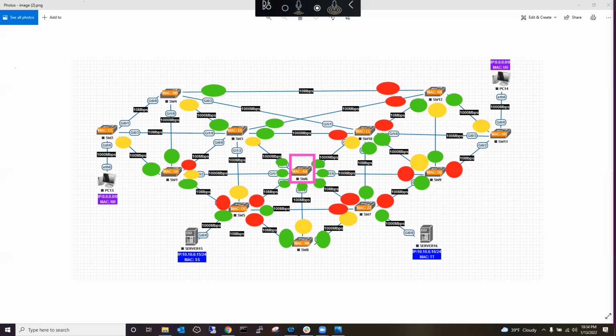All right, who's the root of this triangle? Switch 4. Perfect. It's the lowest because it's BB and the other two are E and K. What are the forwarding ports on switch 3 and switch 12 towards the invisible root of switch 4? Which links are forwarding?